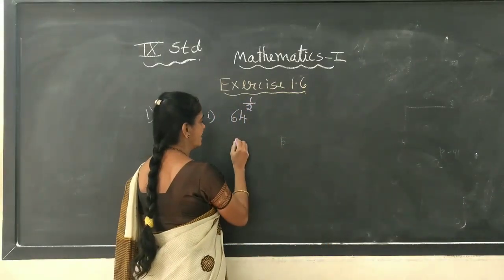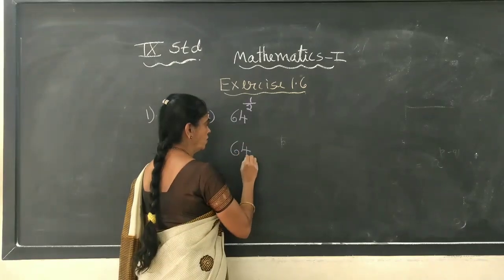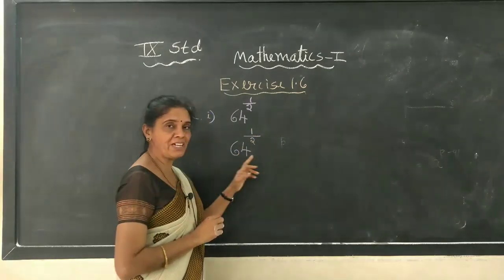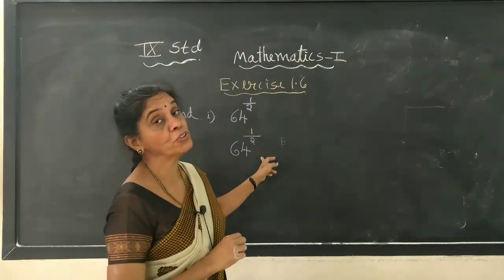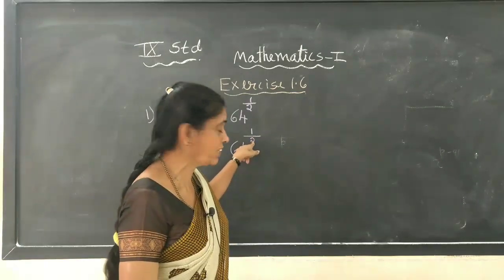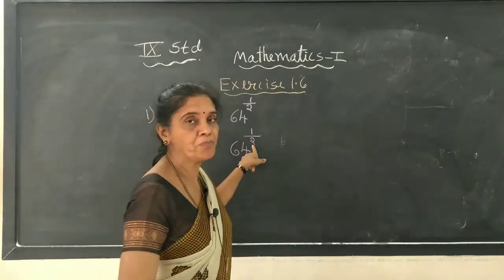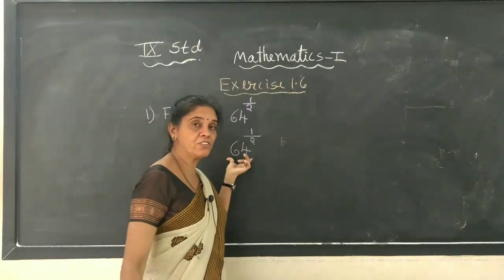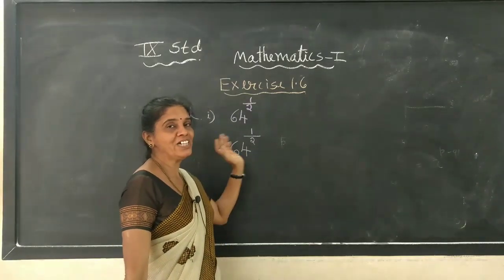Write it in the index form, 64 to the power of 1 by 2. 1 by 2 is nothing but square root, right? In the root form, since the power is 2, it is square root. Now you know that 64 is a square number, so we can do it directly.